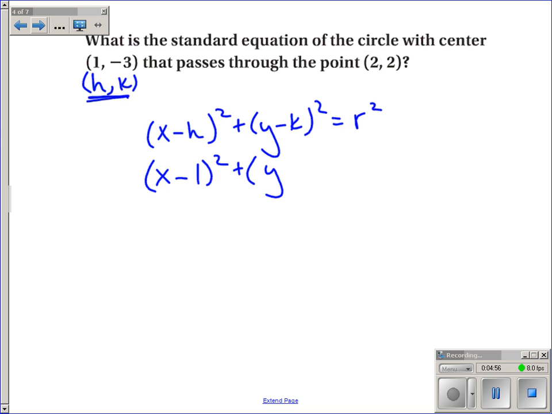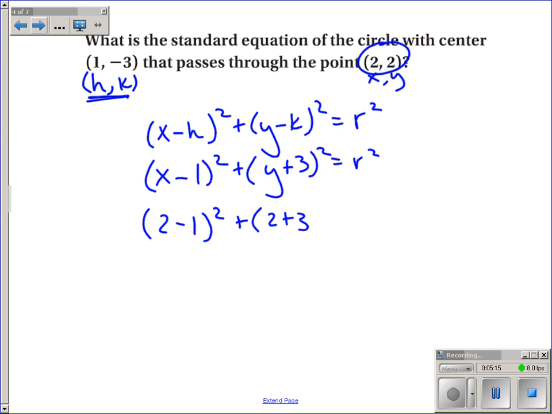Now y minus a -3. Now the y isn't always negative, that just happened in these past two questions. Is equal to r squared. Now I'm going to plug in this in for x and y so I can find r. So 2 minus 1 squared plus 2 plus 3 squared is equal to r squared.